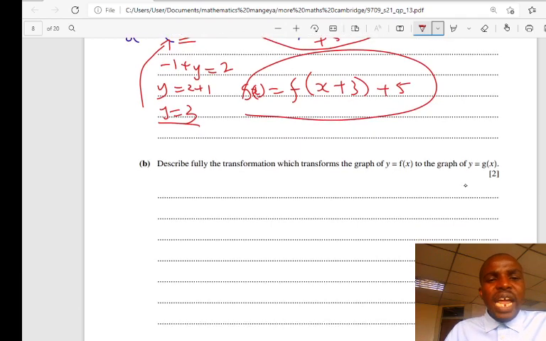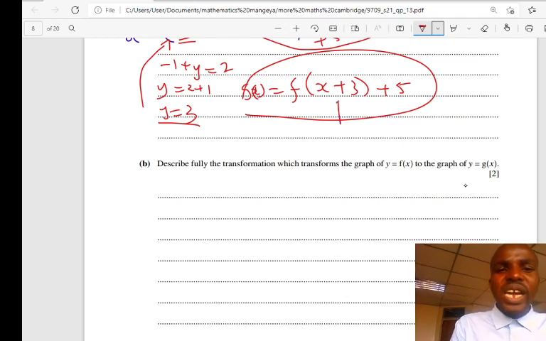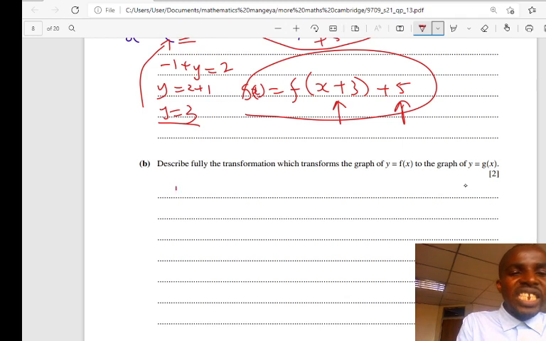Right, next, describe fully the transformation which transforms the graph of y equals f of x to the graph of y equals g of x. F of x to g of x. Right, you can try to have a look here. We have added 3 on the x. These values inside the bracket represent x and this value represents y. So we have added 3 to x and added 5 to y. It's called a translation.